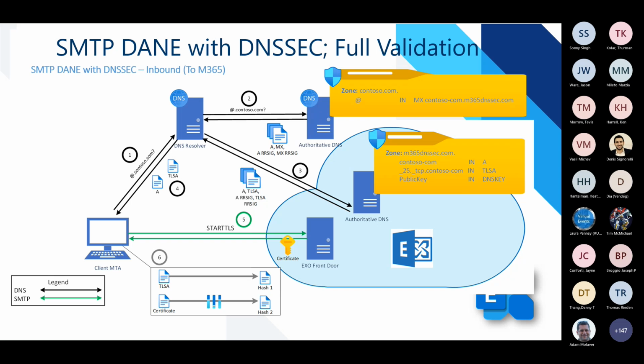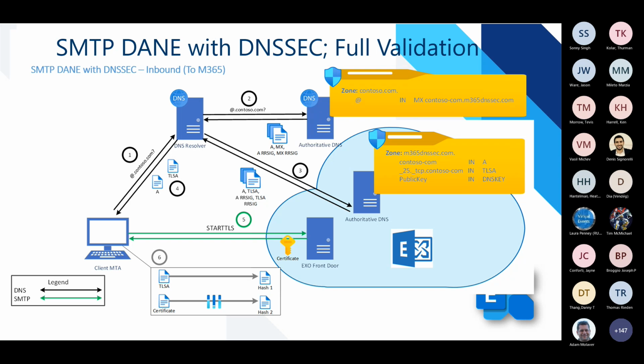And now we see the full validation in the flow. On the right, we see contoso.com, an Exchange Online customer that is using an MX record that points to a domain that y'all are not familiar with. It's called m365dnssec.com, and it's just a placeholder name to signify that we're going to have a DNSSEC enabled zone. That's the bottom line. That's all I'm really focused on here, is that we'll have a DNSSEC enabled zone with an MX record that points to contoso.com's A record.